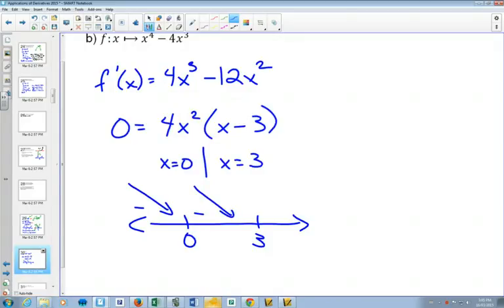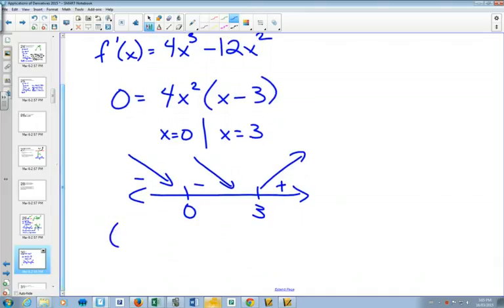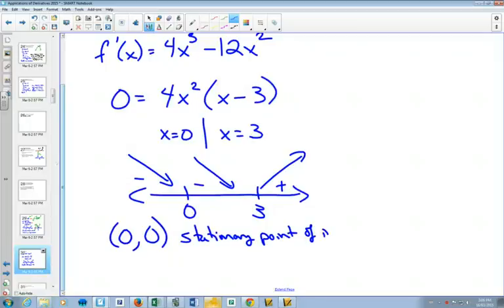And then finally, something bigger than 3, like 5, 4, 7,000. Okay, we'll choose 4. Positive and positive, which means that this overall is positive, and it's increasing after that. So we know from this diagram, 0, comma, and if I plug in 0, I get 0. This is a stationary point of inflection.